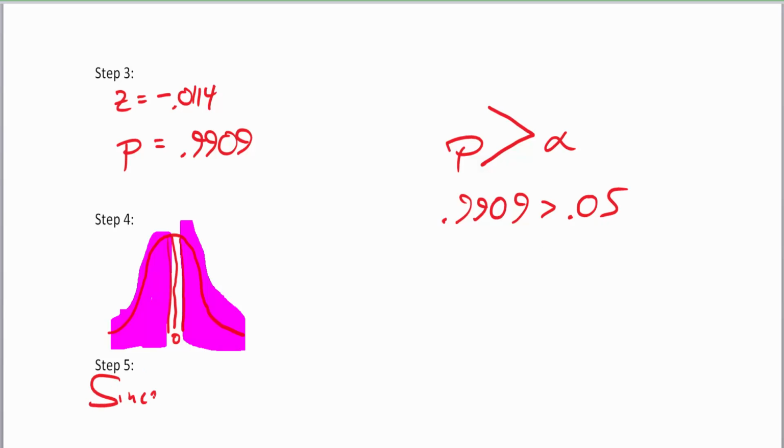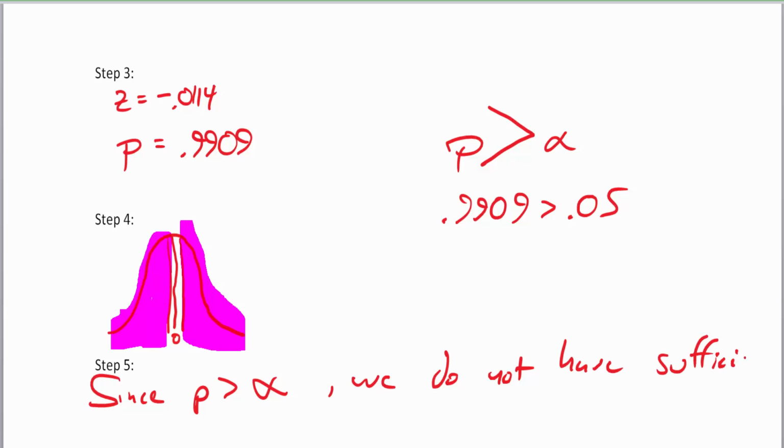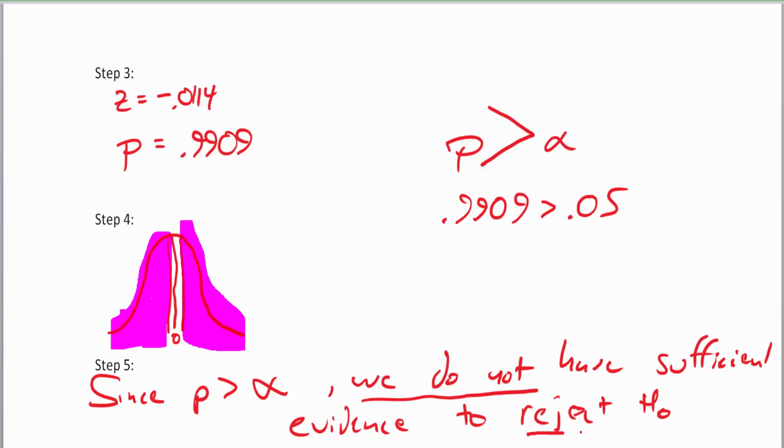So since P is greater than alpha, we do not have sufficient evidence to reject the null hypothesis. So yeah, Democrats and Republican ages are the same. So we do not reject the null hypothesis here. And again, always make sure you have your inequality statement as part of this sentence on your written homework.